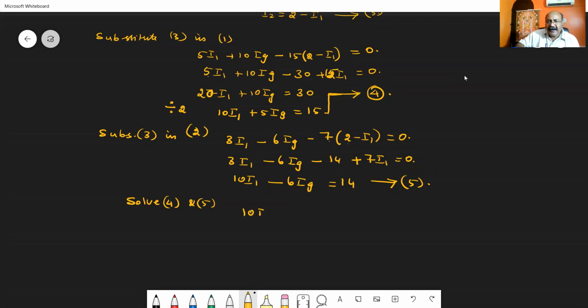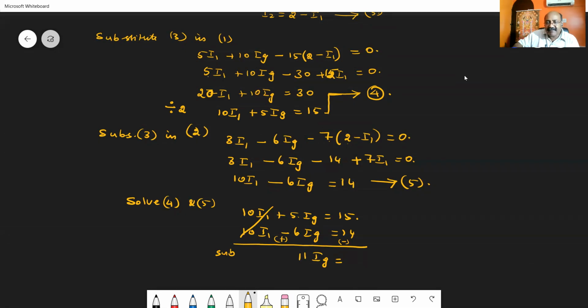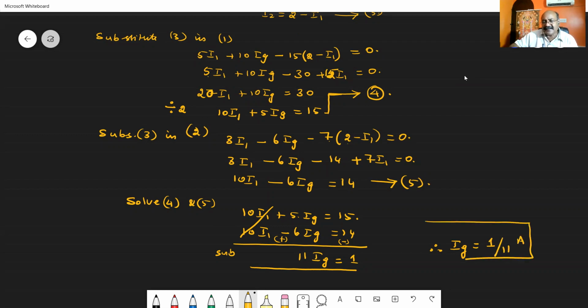What is equation 4? Equation 4 is 10I1 plus 5Ig is equal to 15. You take equation 5, that is 10I1 minus 6Ig is equal to 14. To solve, you have to subtract. So if we subtract, this will become plus and this will become minus. For 6 plus 5, you will be getting 11Ig is equal to, here 15 minus 14, you will get 1. So therefore, what is the value of Ig? The value of Ig is 1 divided by 11 ampere as the answer.